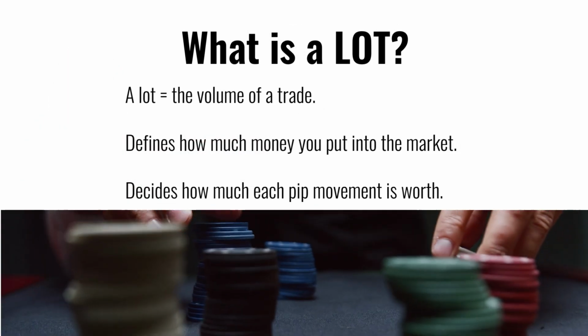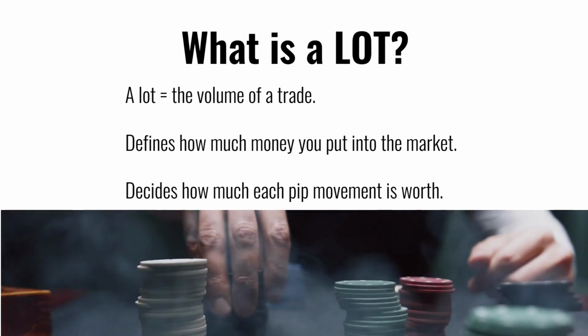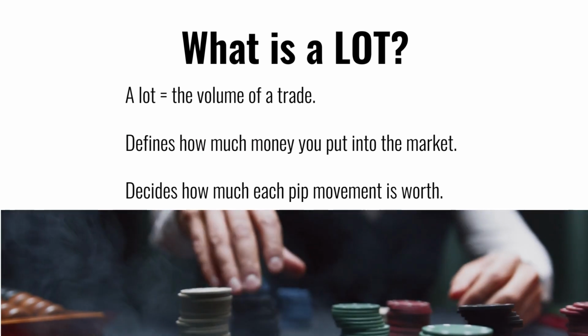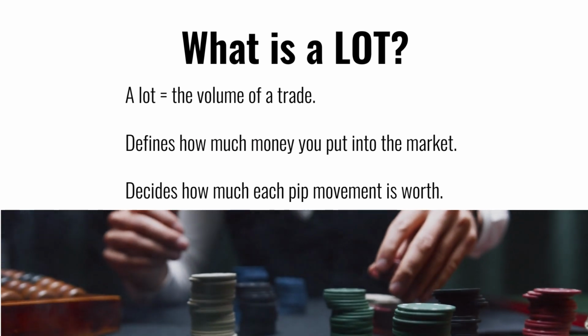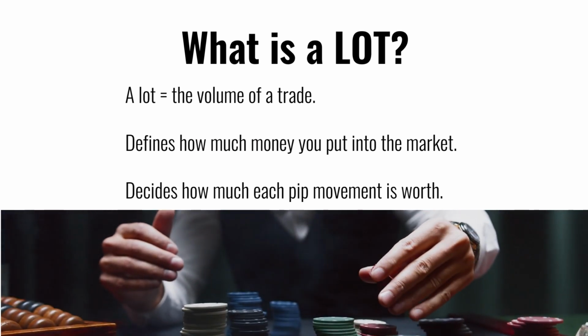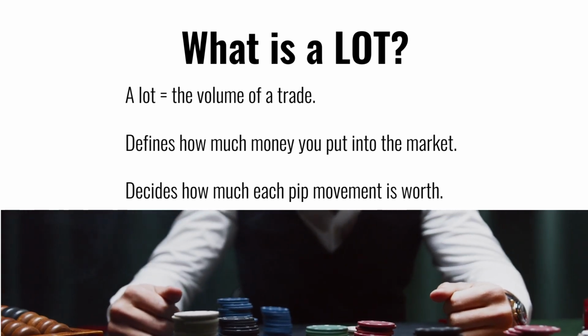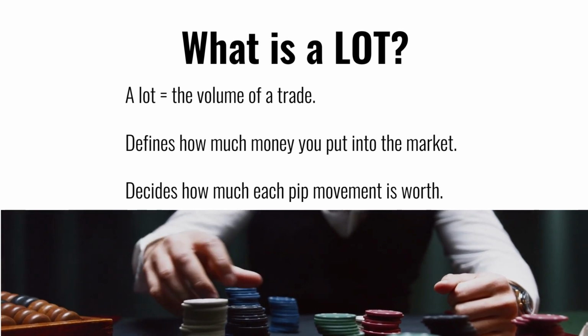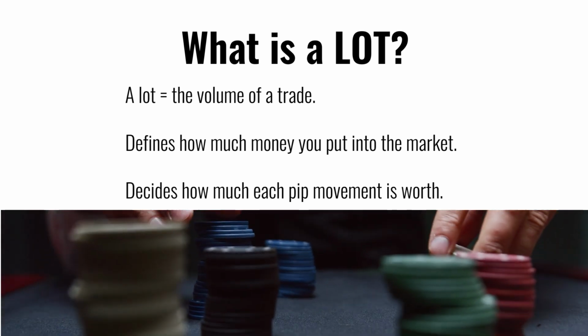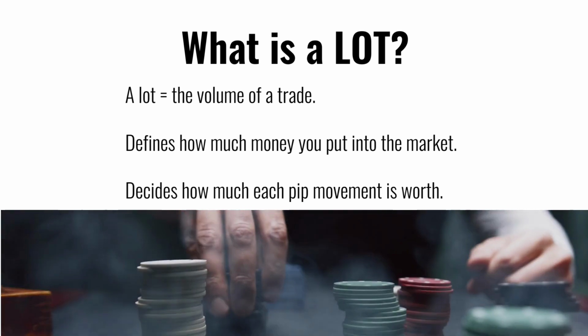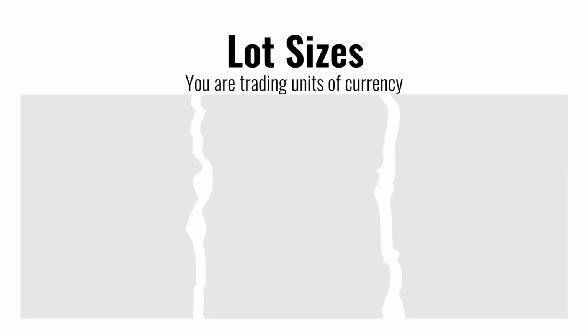In Forex, trades are not measured in single dollars, but in something called lots. A lot represents the volume of your trade, or in other words, how much money you are putting into the market. So a bigger lot means you are trading more units of currency. So every pip movement will have a bigger impact on your profit or loss. When you trade in Forex, you are not buying or selling just $1.